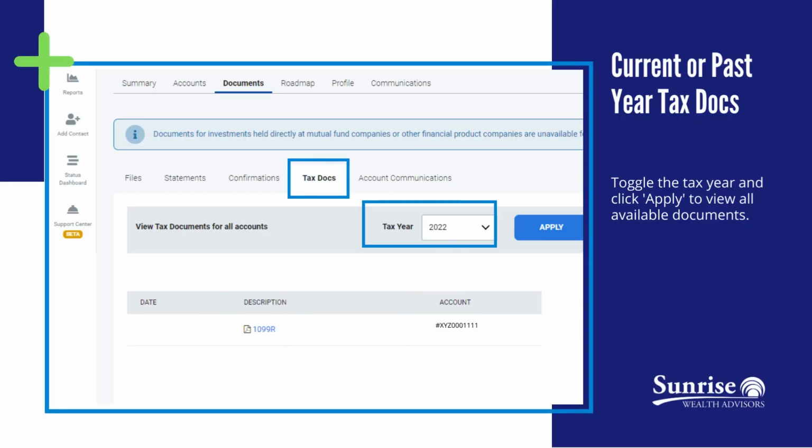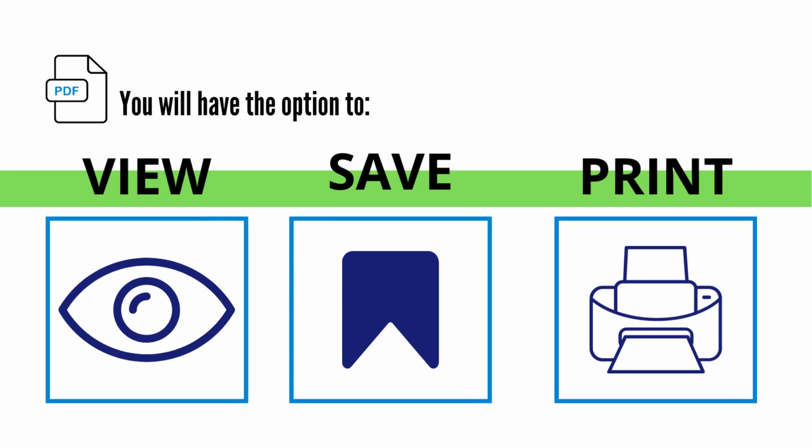To access current year or past year tax documents, choose Tax Docs and select your desired tax year. Any available tax document will populate, alongside the corresponding account number. You will be able to click on the document description, which will trigger an automatic download of the item for you to view, save, or print.